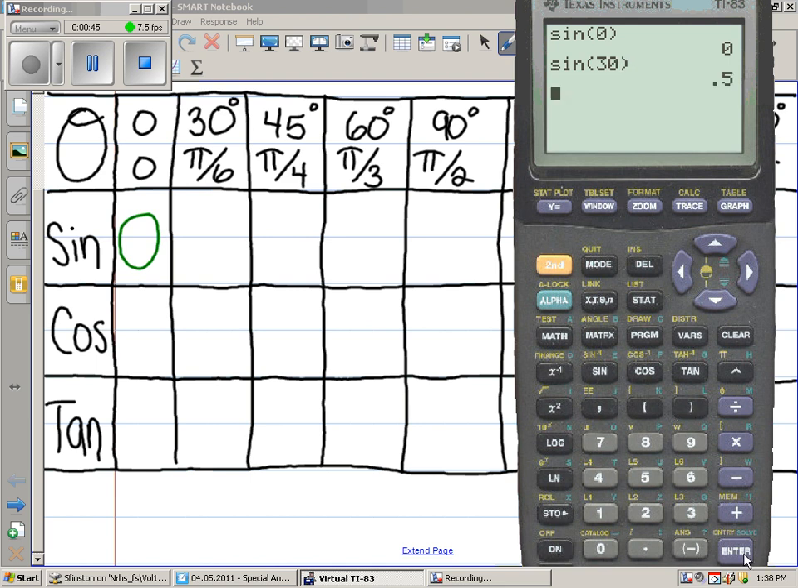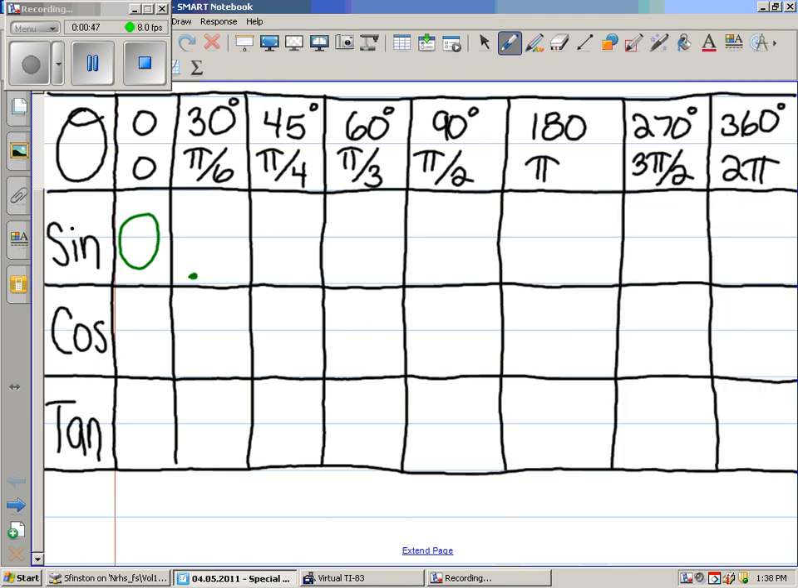0.5, and here's what I want you to do. Write the decimal down over here on that line, and write its fractional equivalent up over here on that top line. Yep, sine of 30 degrees is 0.5.